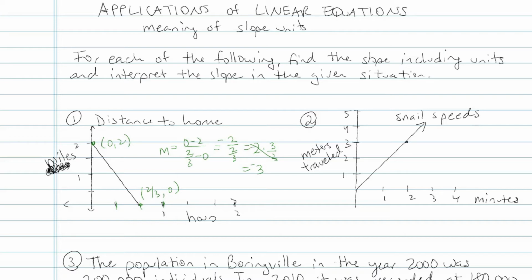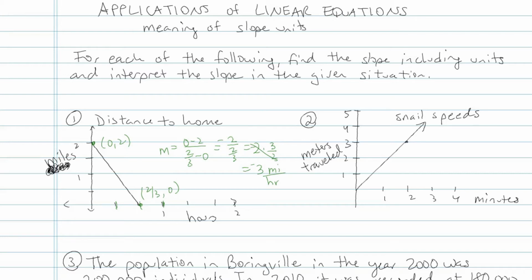What on earth does that mean? Well, let's attach some units to it. Units on y were miles, units on x were hours. So -3 miles per hour. Well, keep in mind this graph represents the distance away from home. So what is happening is my distance is getting smaller at a rate of 3 miles per hour.